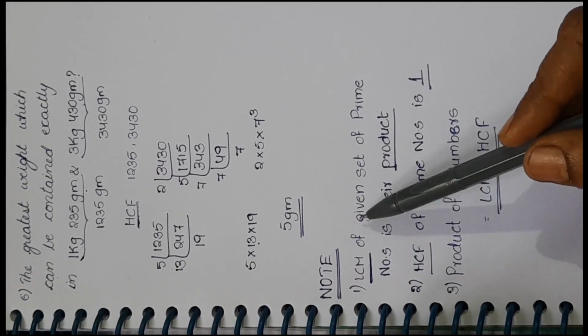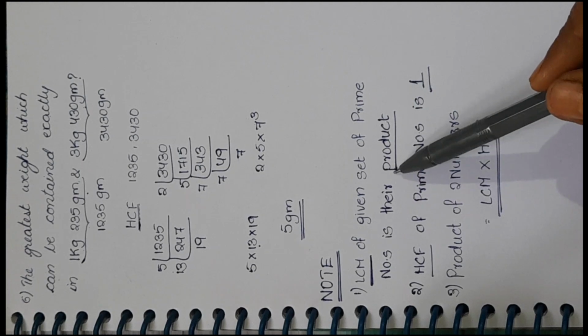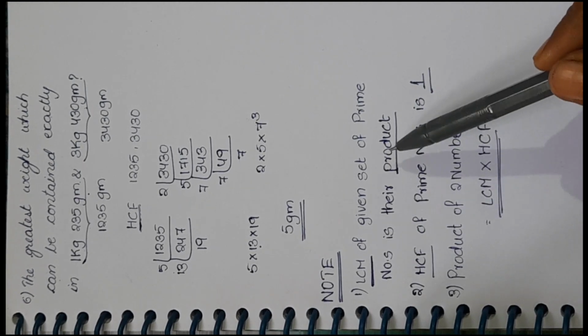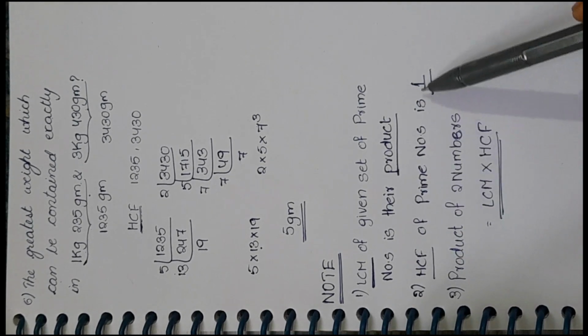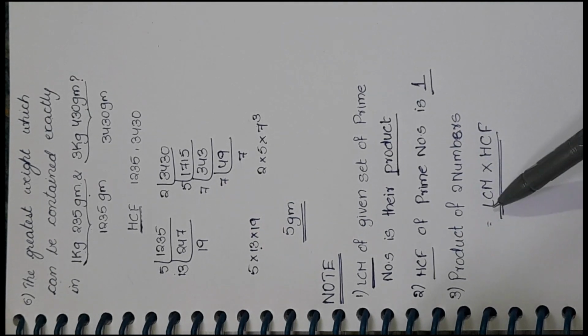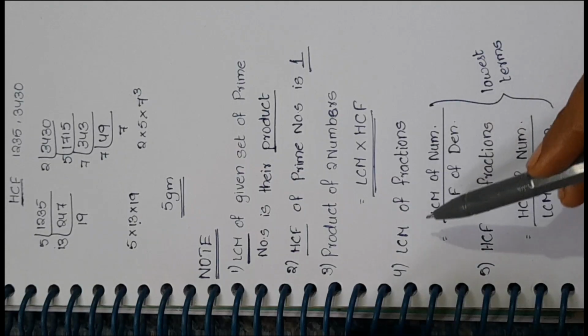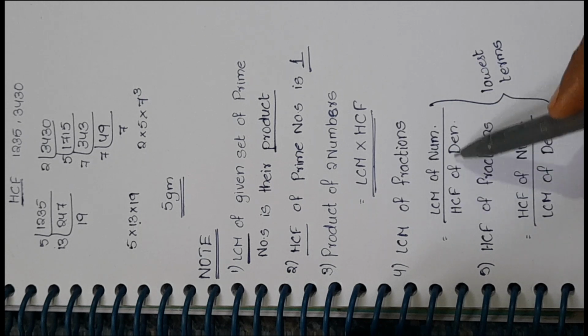Let us see the note points. LCM of the given set of prime numbers is their product because they have the common factor as only 1. HCF of the prime numbers is 1. Product of two numbers is equal to the product of LCM and HCF. LCM of fractions is LCM of numerators by HCF of denominators.